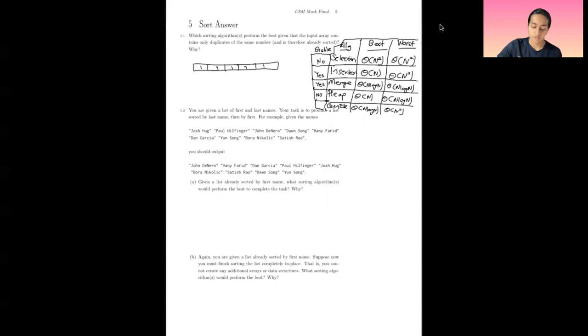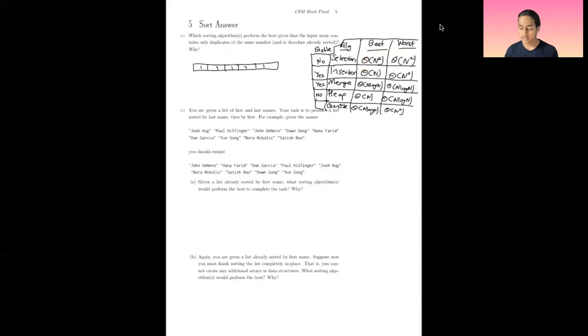As you can see in our table over here, we have these best case runtimes. If you look at selection, it's O of n squared. We have O of n for insertion, merge has n log n, heap O of n, and quicksort has O of n log n. So the fastest ones in these cases are insertion because it's O of n, and heap sort, which is O of n. So these two are our answers.